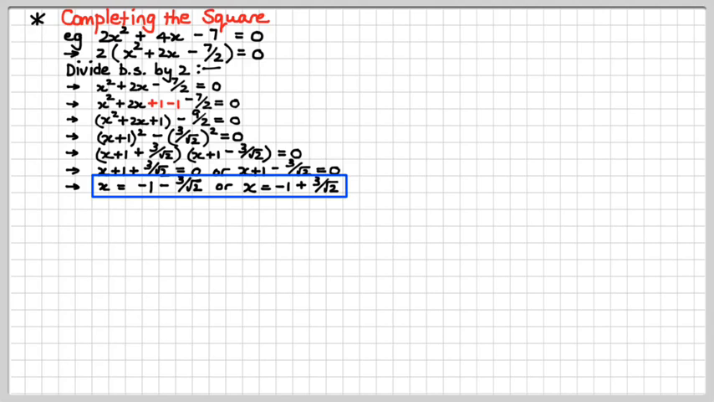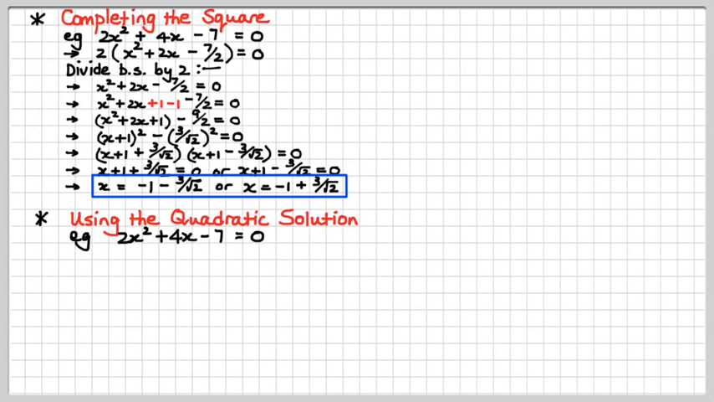Straight factorising, whole number factors. Second way, completing the square. Third way, which is actually a version of completing the square, is the quadratic solution. The quadratic solution is simply a formula arrived at by completing the square on the equation ax squared plus bx plus c equals naught.